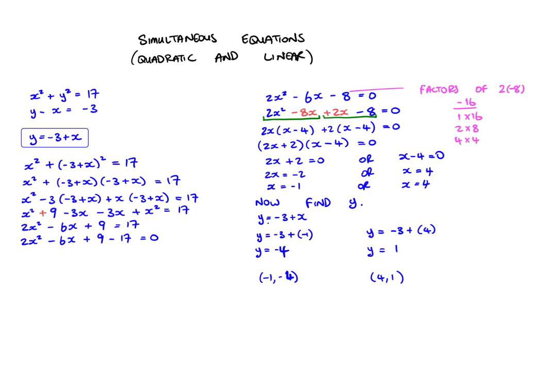Remember, x always comes first. It's the same as in the alphabet. X comes first in the alphabet and y comes second. And here we had x being equal to 4 and your y value then being equal to 1. Negative 1, negative 4, positive 4, positive 1.